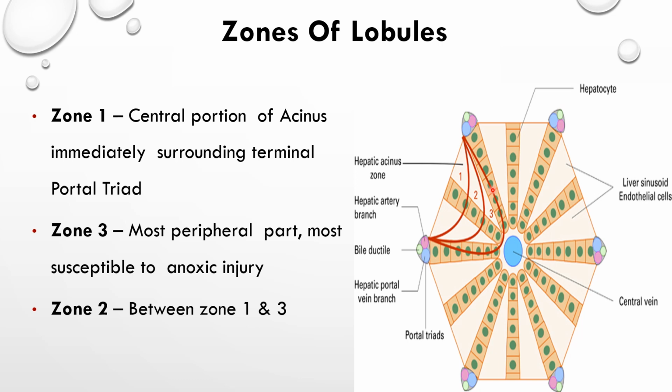Zone 2 is the intermediate zone, which is present in between zone 1 and zone 3. This zone is moderately oxygenated. Zone 1 is very well oxygenated, zone 2 is moderately oxygenated, and zone 3 is the least oxygenated zone, and so it is susceptible to the anoxic injury.